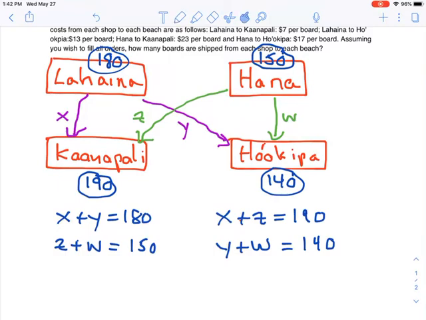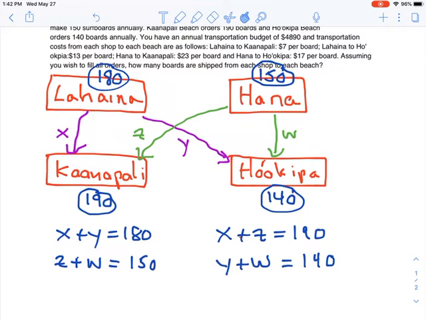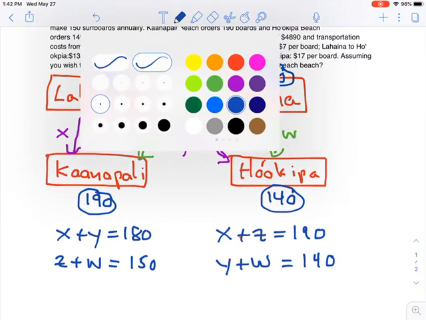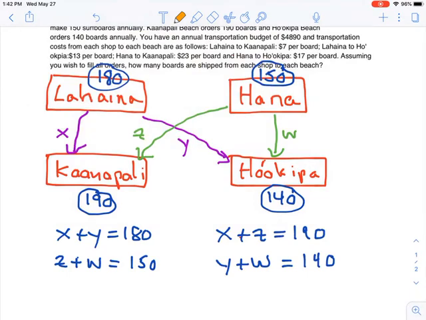For that I need to scroll back up just a little bit. And this is the cost equation. Let's do the cost equation in orange. There's a cost for transportation for each. It says transportation budget is $48.90, so the most we can spend is $48.90. And from Lahaina to Kaanapali is $7. So this right here has to be multiplied by 7. So we would have 7 times X.